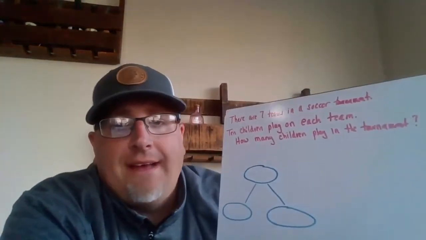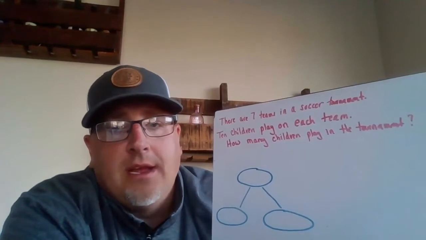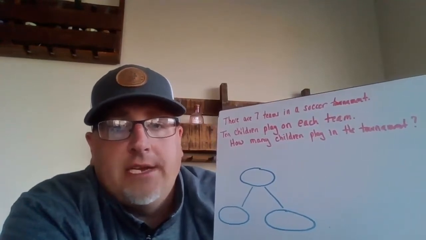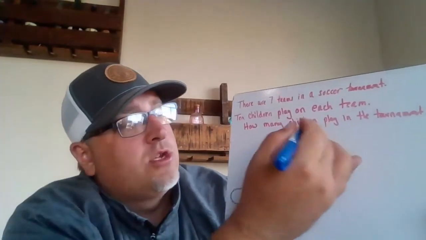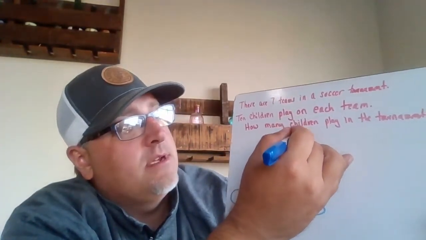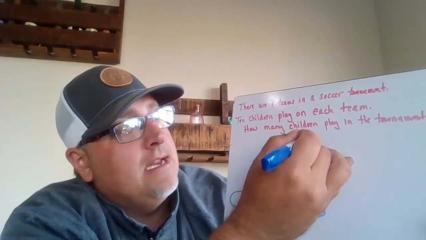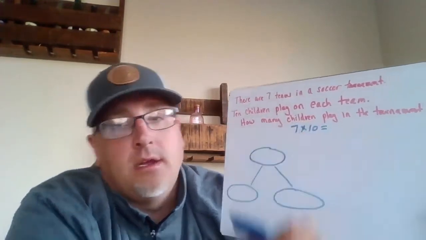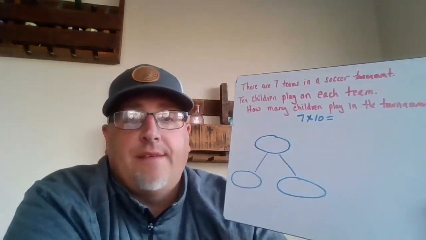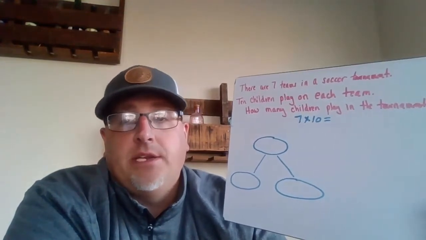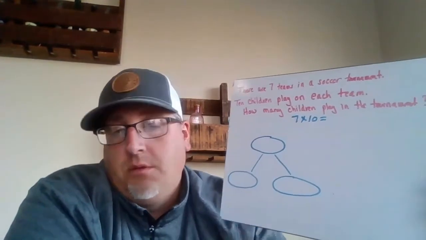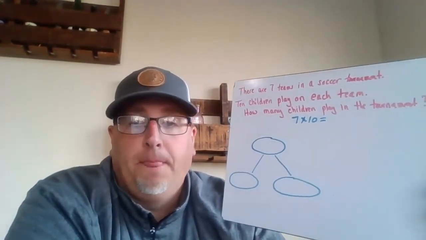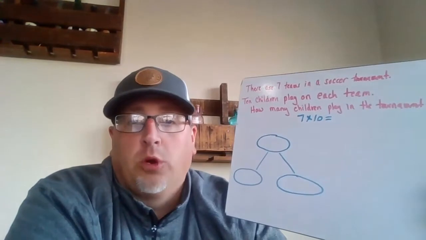It says, there are 7 teams in a soccer tournament. 10 children play on each team. How many children play in the tournament? So we know we have 7 teams, and there's 10 players on each team. 7 teams, 10 people on each team. How many children play in the tournament? 7 times 10. You might know the answer right there. But we're going to break this down.